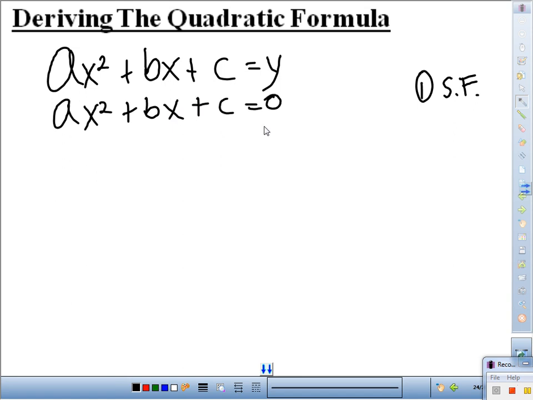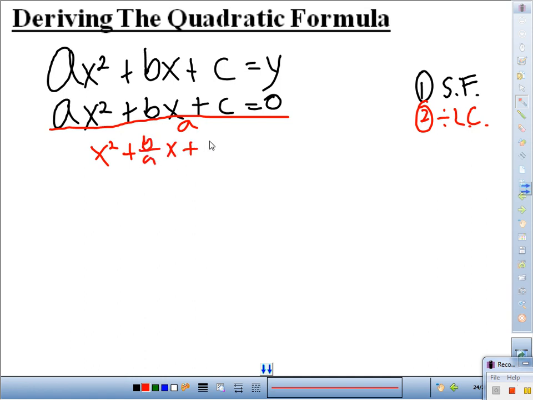Now I can start using the completing the square process. Step 2: I need to divide by the leading coefficient. By looking at this, my leading coefficient is a. So I need to divide everything by a. I'm left with x squared plus b over a x plus c over a equals 0 divided by a, which is 0. I'm done with step 2.